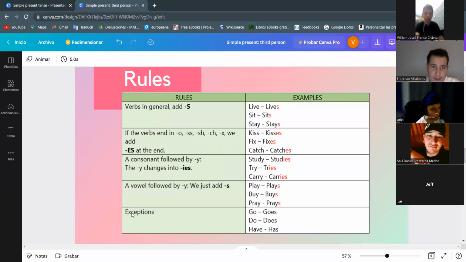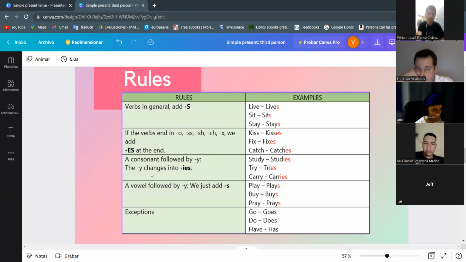A consonant followed by Y. The Y changes into IES. For example, study, studies. Try, tries. Carry, carries. Good, thank you. This one you pronounce like tries. Just tries.